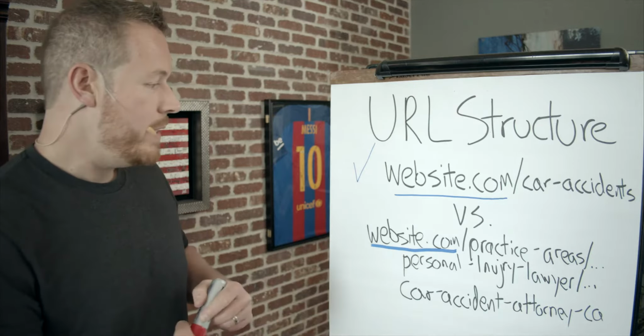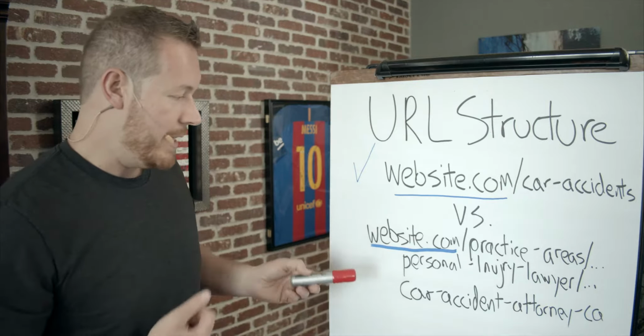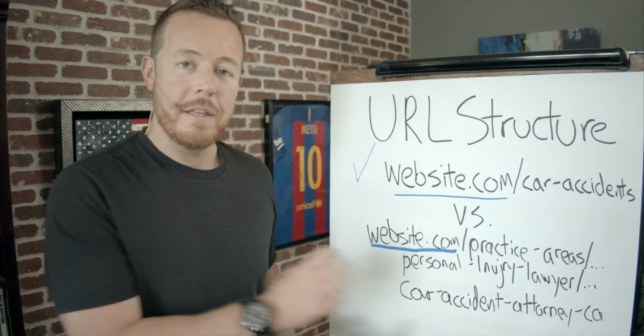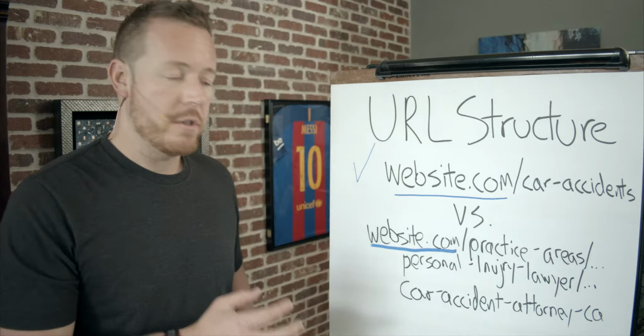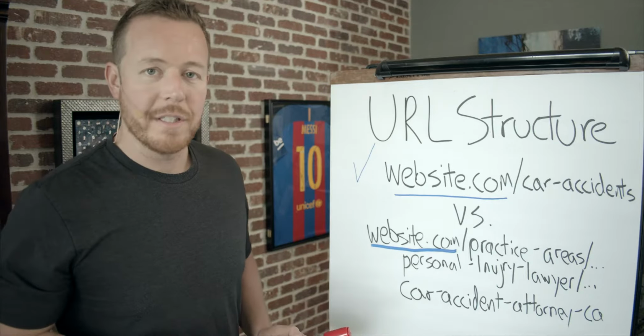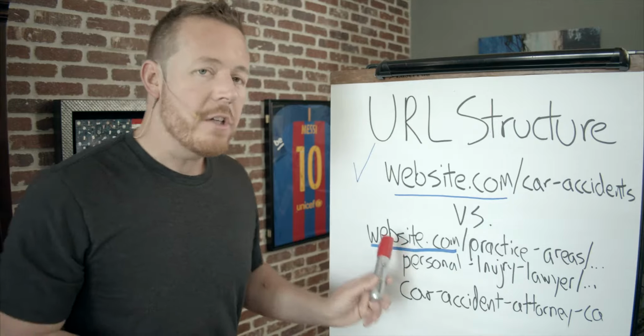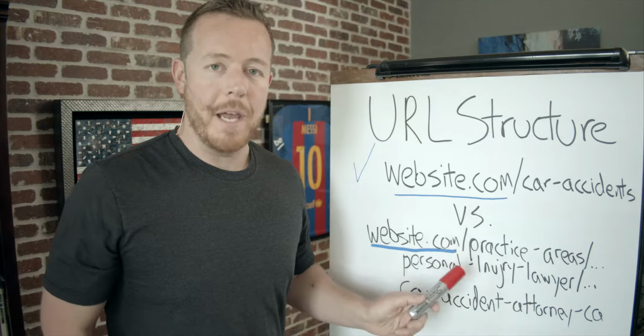So what's ended up happening here, if you look at this, he's got a couple of different keywords in here. He's got personal injury lawyer in this URL string, and a lot of SEO companies do this to lawyers. And the problem is that he also has a personal injury lawyer page on his website.